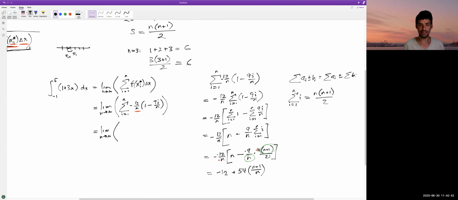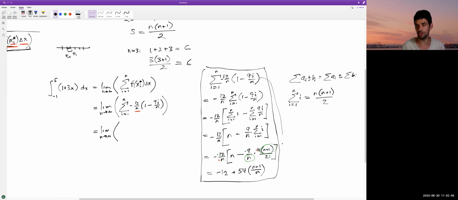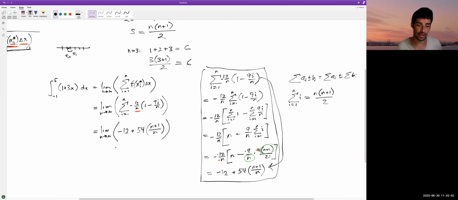So I'm replacing this, right? I did all this work over here to show that this summation is equivalent to this thing right here. So now I have negative 12 plus 54 over n plus 1 over n. And this is something I know how to take the limit of. I have my limit laws. The limit as n goes to infinity of negative 12. Remember, the limits can distribute over addition, so I can take the limit of negative 12 first. Negative 12 doesn't change as n changes, so the limit of negative 12 is just negative 12.